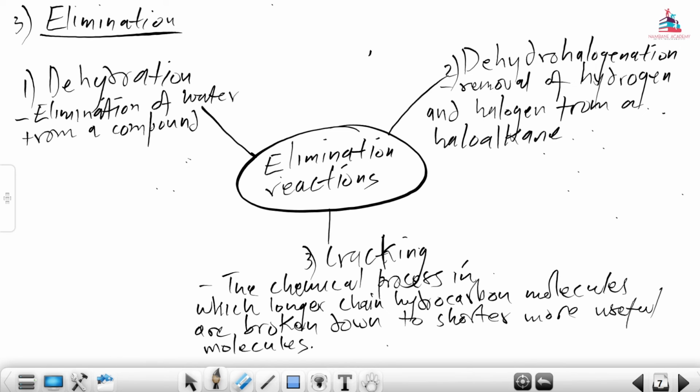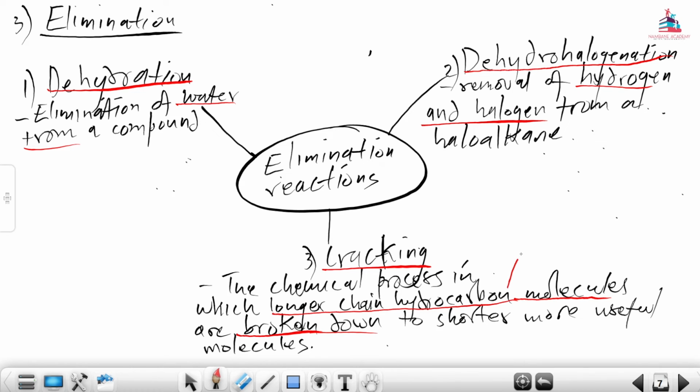Now, dehydration, dehydrogenation, and cracking. So elimination of water from a compound, elimination of hydrogen halide from a haloalkane. Then the other one, it's a process in which longer hydrocarbon molecules are broken down.